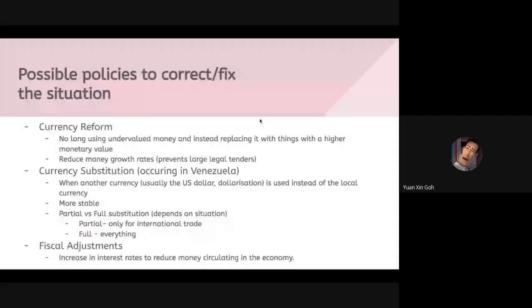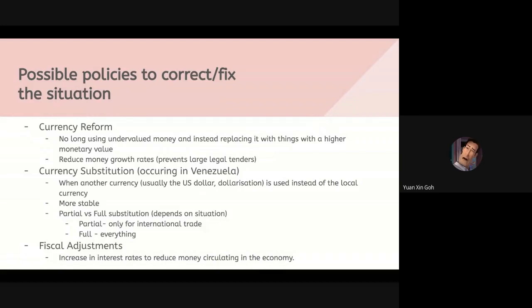So possible policies to fix or correct the situation: one is a currency reform. Money that's undervalued or no longer being used, you take that out of circulation to decrease the supply of money, therefore the value of money increases. Or you could reduce the money growth rate, to try not to add zeros onto the end of the notes, because that will obviously further mess things up, as we've seen.